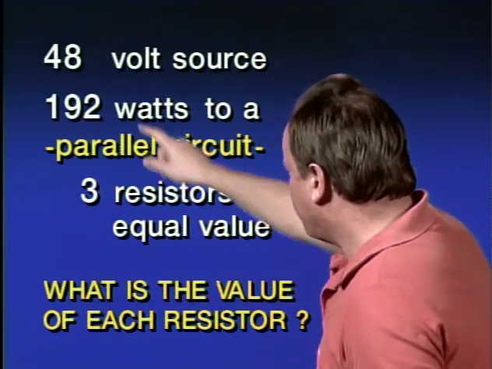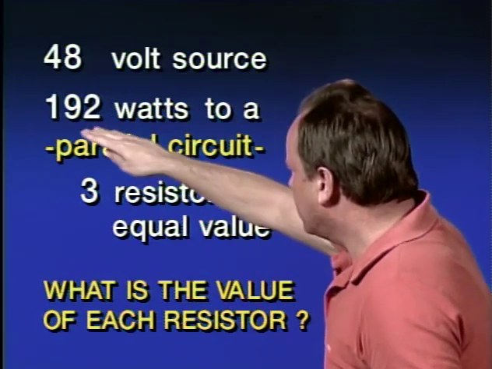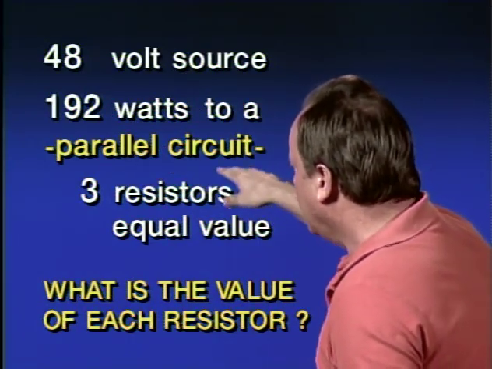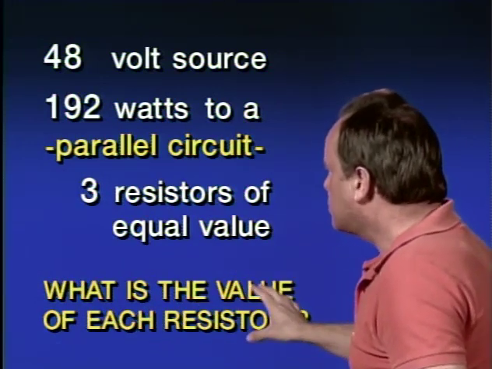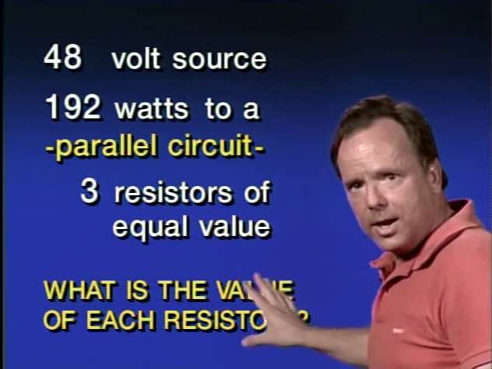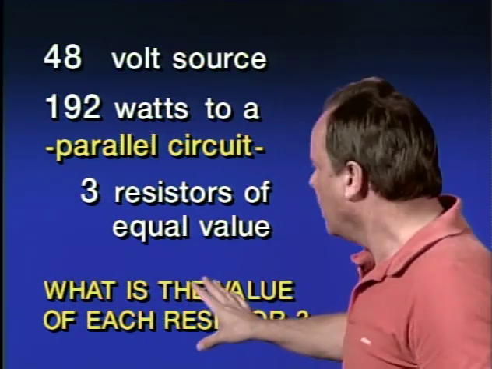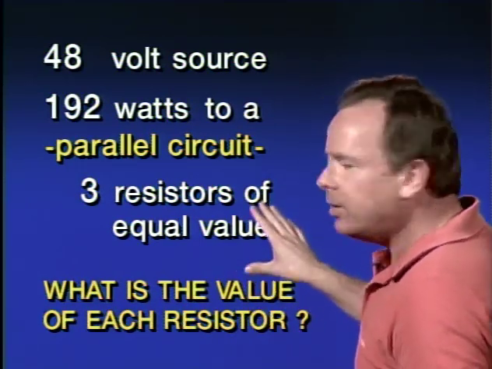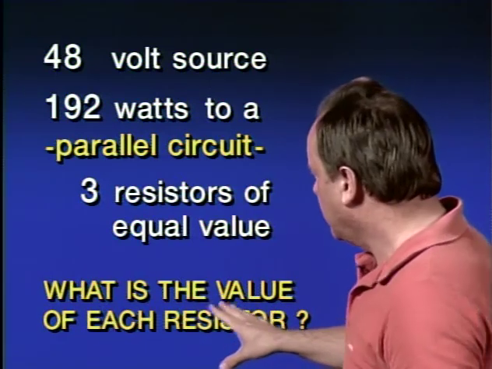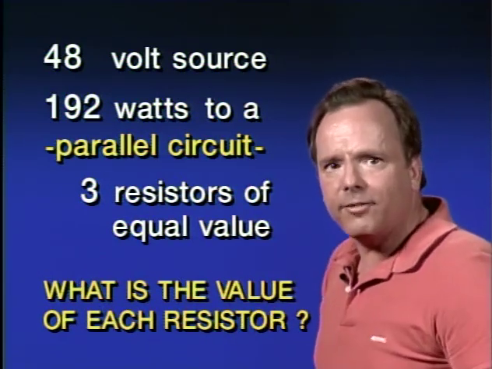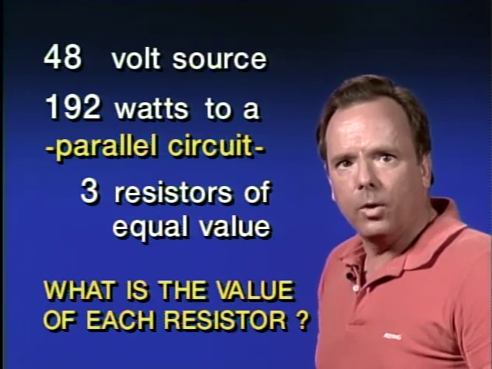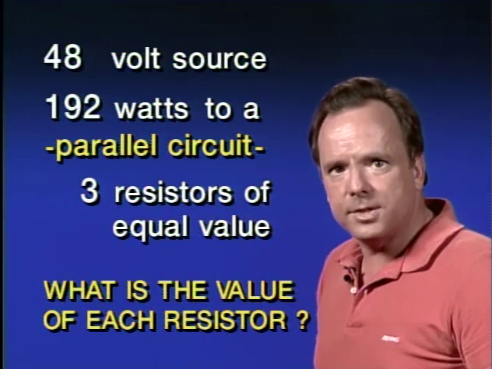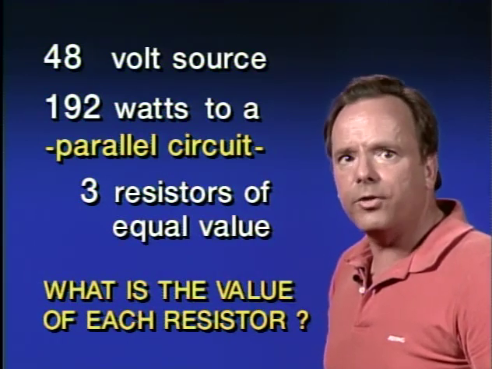Now, let's take a look at another question that the watts does have something to do with. You have a 48-volt source, 192 watts in a parallel circuit, and you have 3 resistors of equal value. What's the value of each resistor? Now let's stop right here and take a look at this and see how we're going to figure this out. First of all, we need to know the total current through the circuit. Then after we figure out the total current through the circuit, we're going to figure out what the resistance is for the entire group. So let's figure out, first of all, the total current through the circuit.